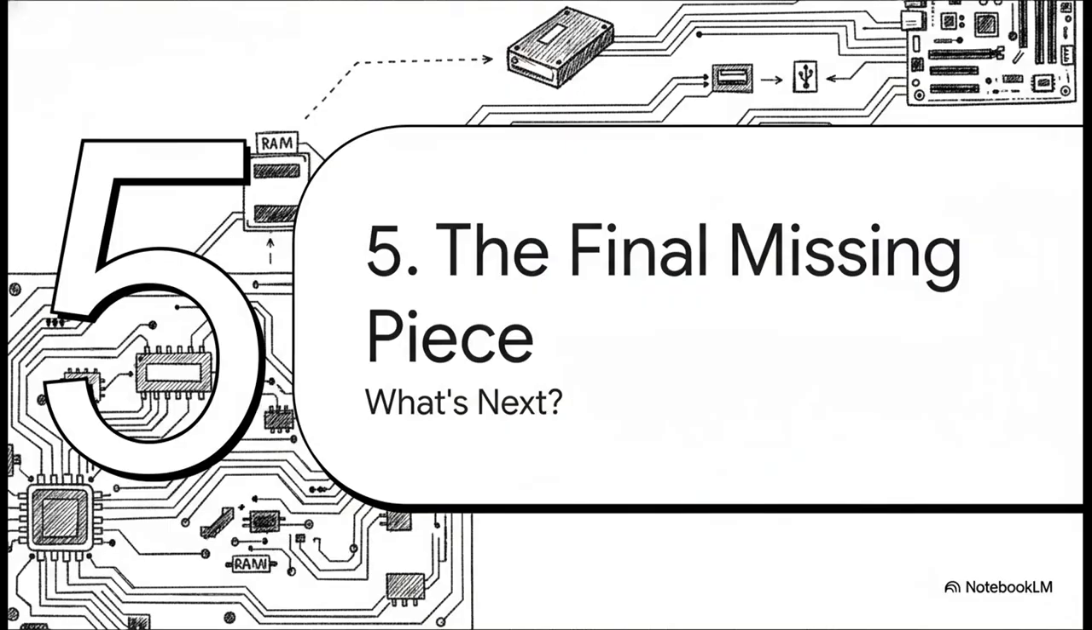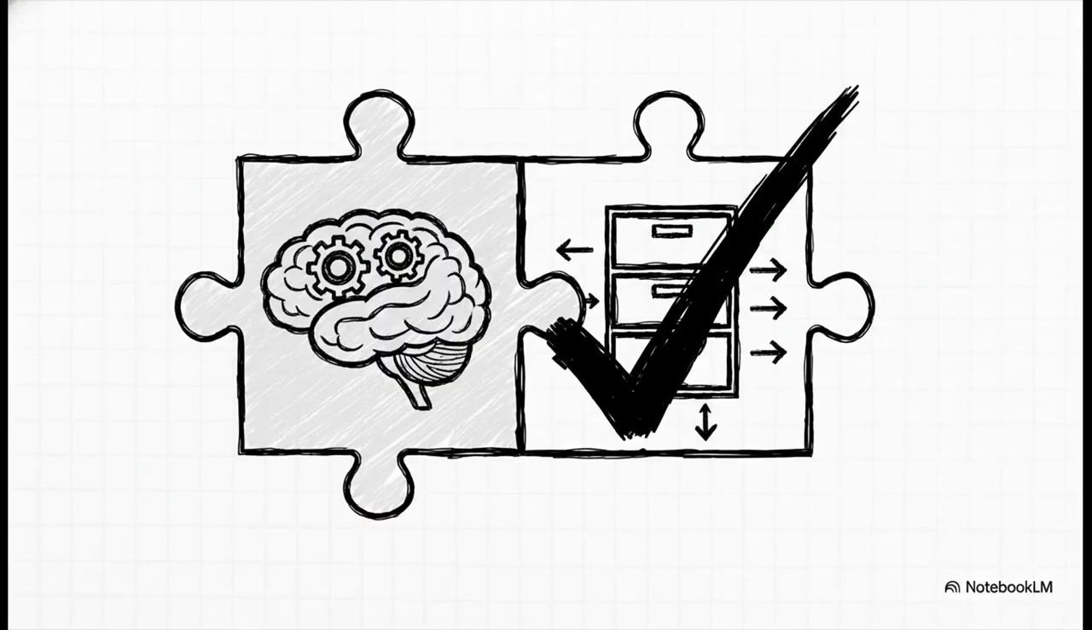Okay, section 5, the final missing piece. So let's just step back for a second and take a look at what we've actually accomplished. We have built some incredible, fundamental components here. I mean, think about it. We now have the 2 most fundamental parts of any computer ever made. We've got the part that thinks, that's our ALU, and we have the part that remembers and communicates. That's our brand new memory and I/O system.